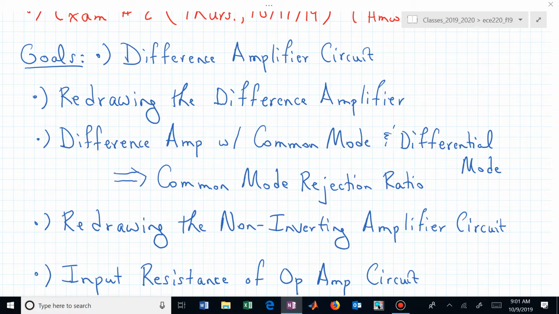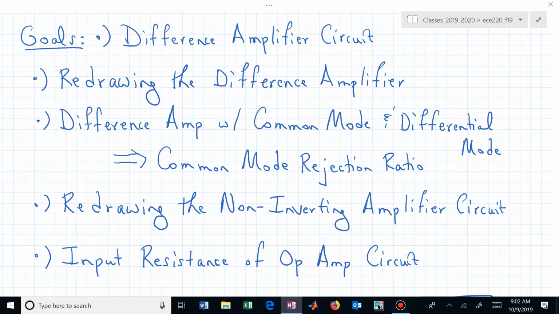Since redrawing one of the circuits helped out, let's redraw the non-inverting amplifier circuit. You might see it drawn a way that we haven't drawn it yet, and I don't want that to confuse you. Hopefully we will have time to talk about the input resistance of an op-amp circuit, and you can do that determination for all the different circuits we've looked at so far, but we'll do it for one particular op-amp circuit.